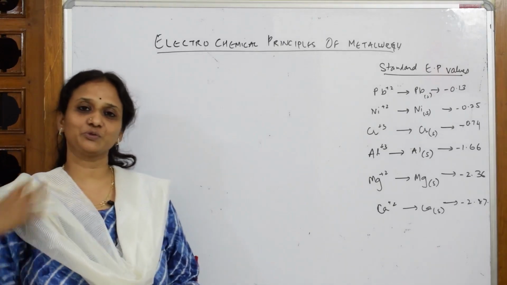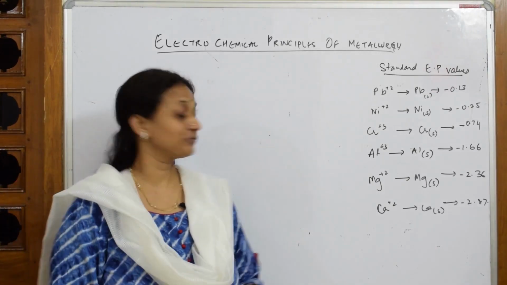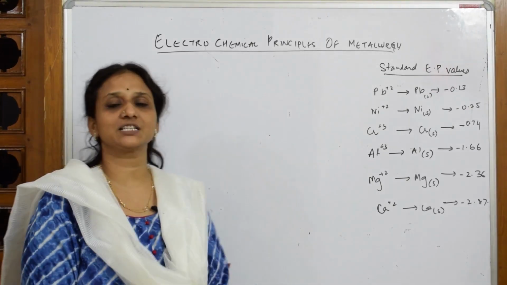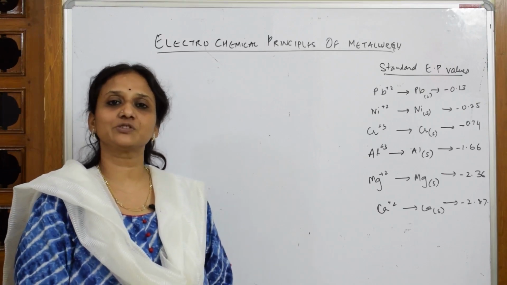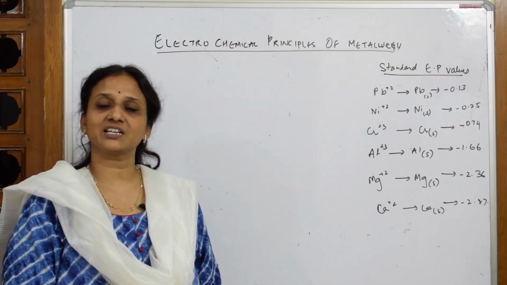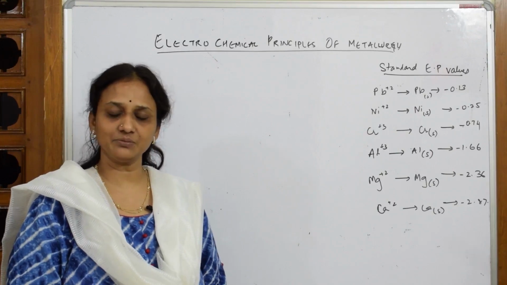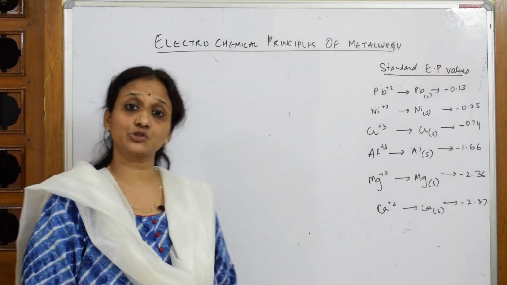So we are going to almost come to the end of the chapter now. I'm going to finish off the chapter with electrochemical principles of metallurgy. Thermodynamic aspects we've learned based on the Ellingham diagram. Now we're going to study based on electrode potentials.